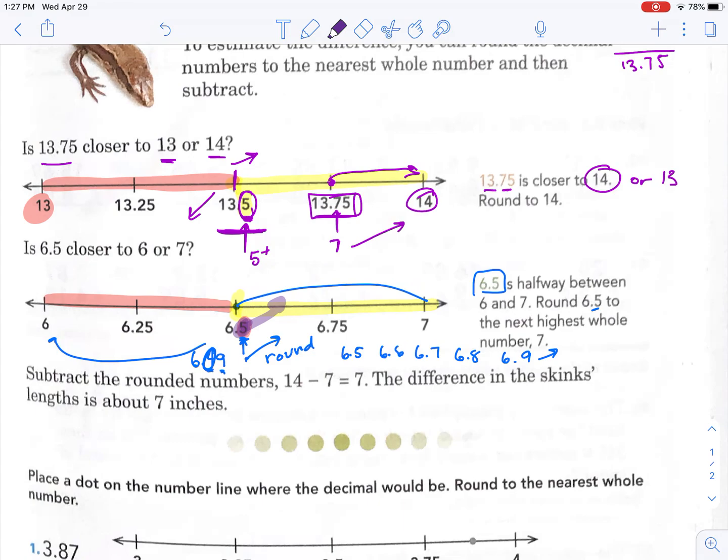So now you have 14 and you have 7. Do you see where they got those numbers? 14 and 7. So 13.75, we rounded up to 14, and 6.5, we rounded up to 7. So when we subtract the difference, we just do 14 minus 7 equals 7. So the difference in the skink's length is about 7 inches. Okay, do you see that?